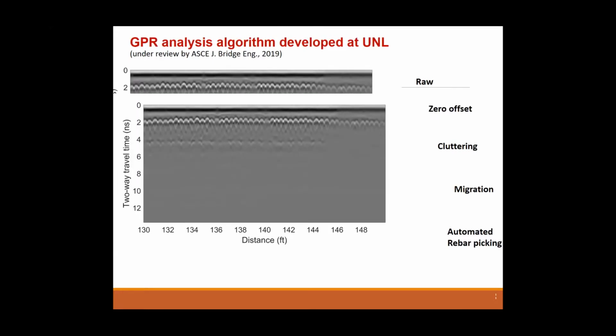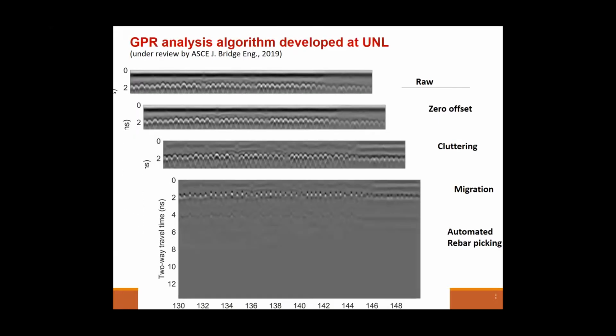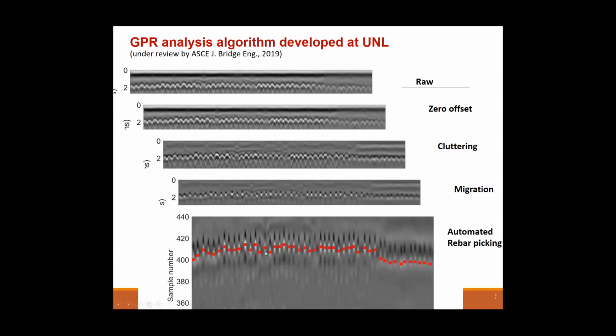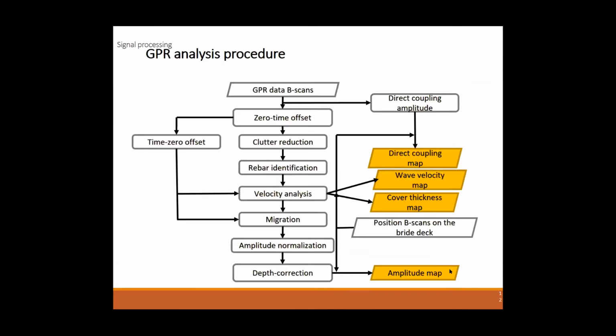Okay, so this project, our main focus is to develop the GPR analysis algorithm. From a raw image, we develop an algorithm to automatically pick all the rebars, extract the rebar reflection amplitude, and then plot the amplitude, since we know the location of each scan. So we can automatically plot the amplitude on the map and form a GPR scan map.